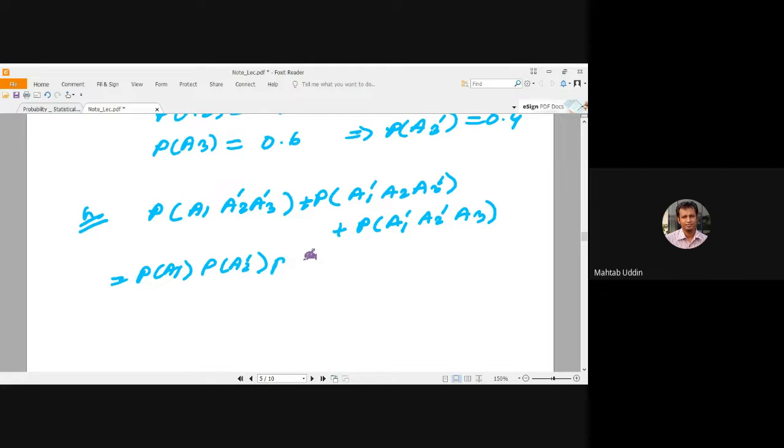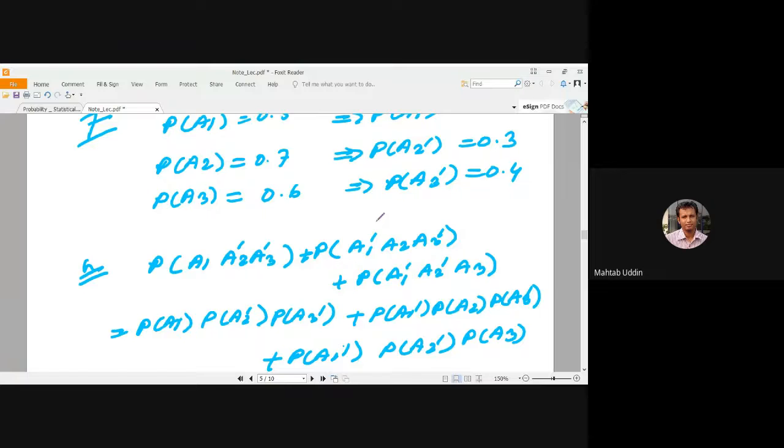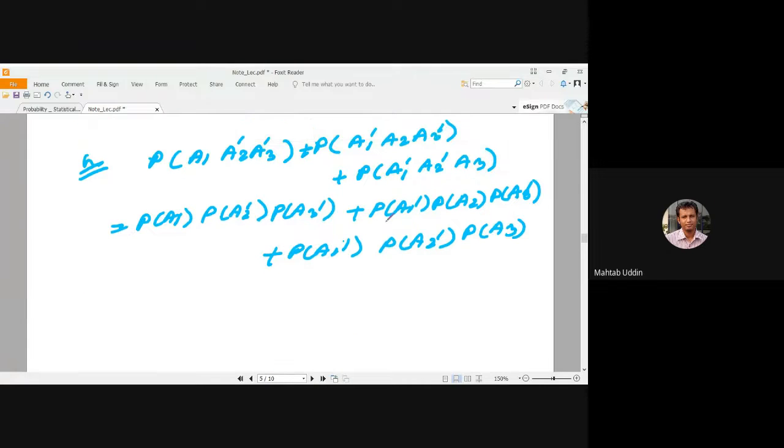Then you can write here P of A1, P of A2 prime, P of A3 prime, plus P of A1 prime, P of A2, P of A3 prime, plus P of A1 prime, P of A2 prime, P of A3. We can write this because they are mutually independent, right? Yes, sir. Others কিন্তু লিখতে পারবা না। I think you can put the value from here and then do the calculation. Okay, পারবা না? Yes, sir.